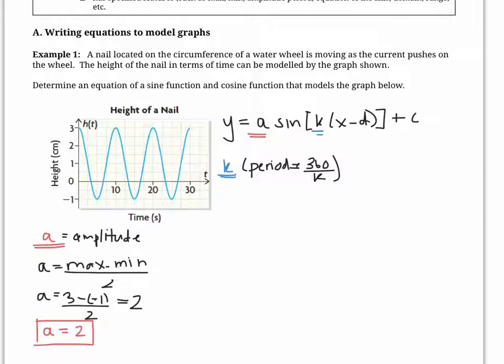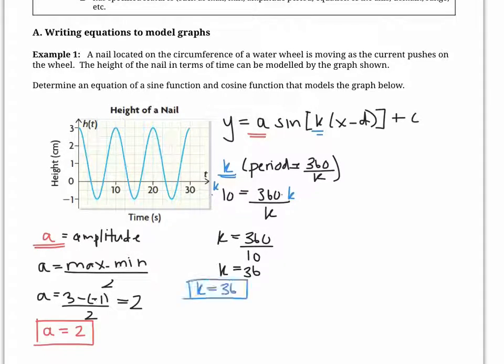So if the period is 10, then we can add into our little equation that 360 divided by k has to equal 10. And if we multiply by k, and then if we divide by 10, we're going to be left with k is equal to 360 over 10, which is going to work out to 36. So now we have our second letter. So those two are pretty easy to find.